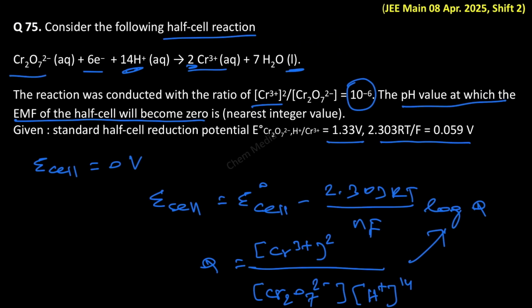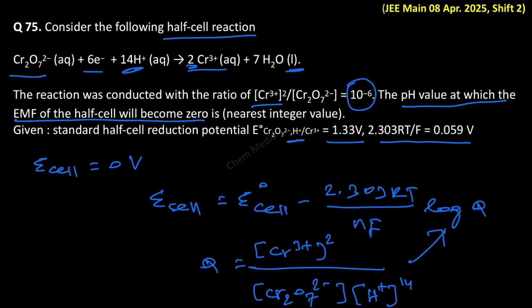Now, before doing that, we also know that Ecell standard is equal to the standard reduction potential of the cathode minus the standard reduction potential of the anode. One question that may come to many of you is, what is the reduction potential of the anode here? That value is not given. The reaction provided is a half cell reaction and not a full electrochemical cell. However, if you carefully see the standard half cell reduction potential in this case, they have mentioned H plus.